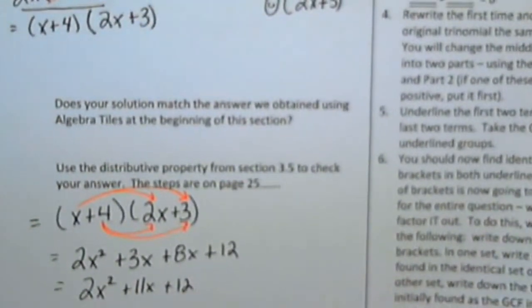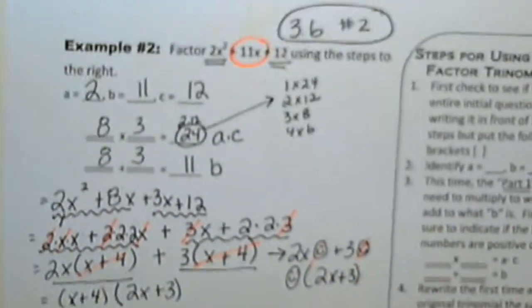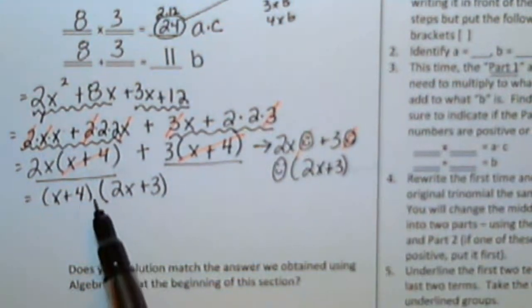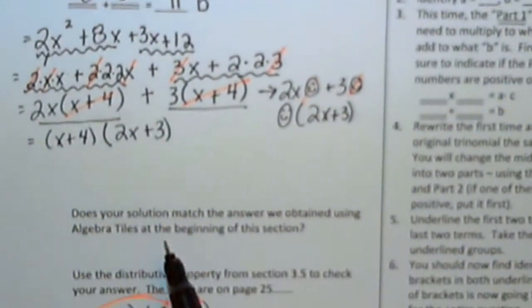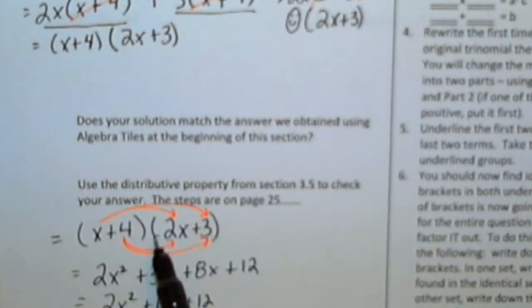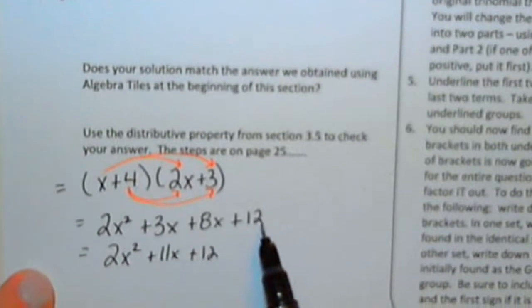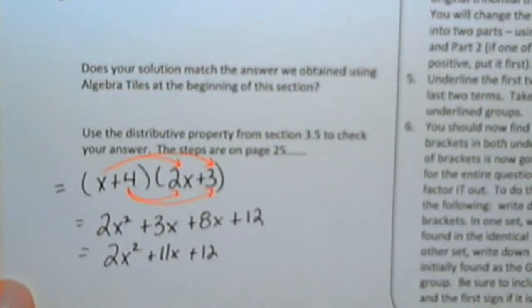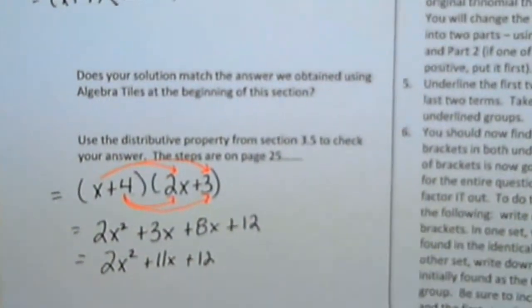So, did I do the original question right? The original question was this. I factored it into this. I took the factors, I distributed it out, and I end up with the exact same question I started with. So yes, I did do it correct. Let's do a couple more to the page.